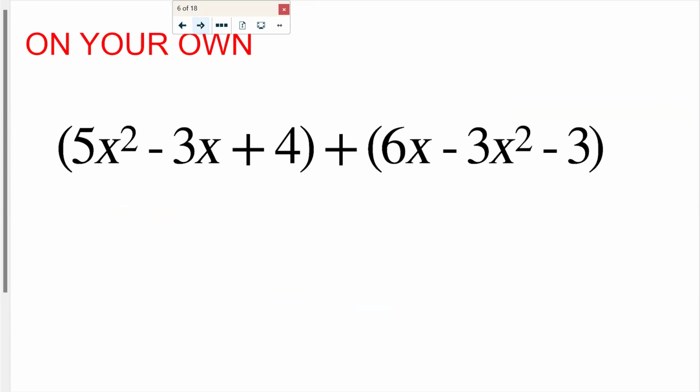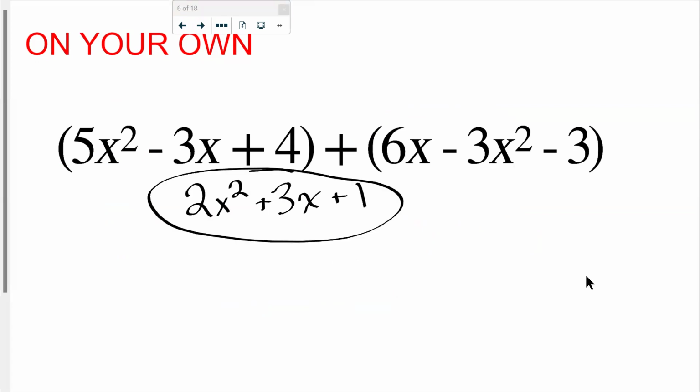So what I want you to do is pause the video and try this one on your own. Please pause your video, try this on your own, and see if you can solve this. All right, so if you did this on your own, you should have gotten the answer 2x squared plus 3x plus 1 as your final answer.